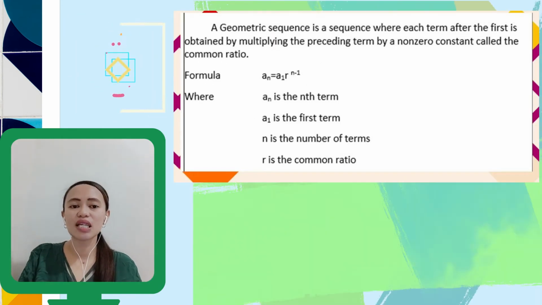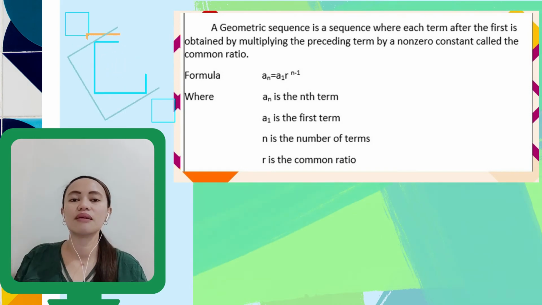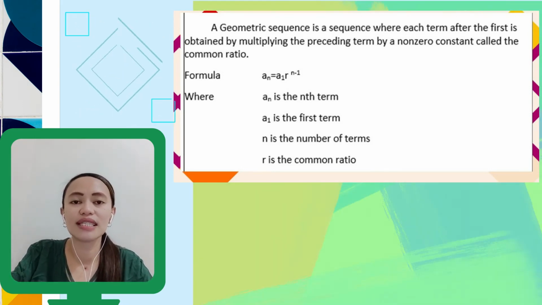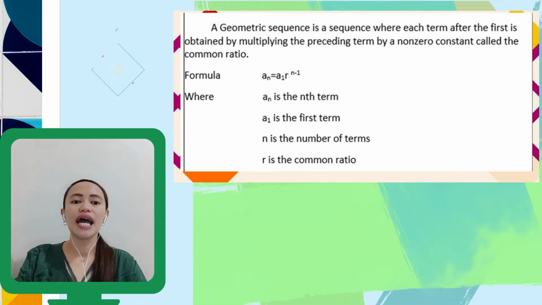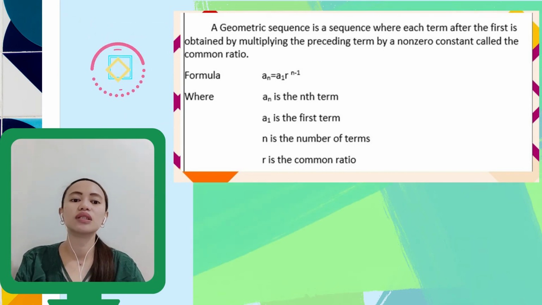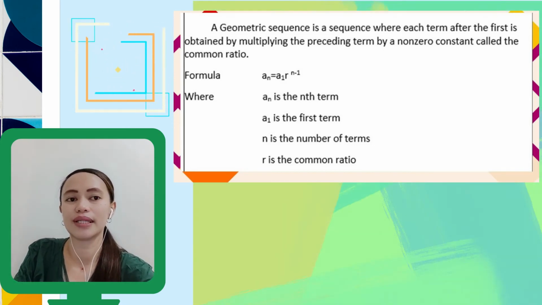While in a geometric sequence, we have a sequence where each term after the first term is obtained by multiplying the preceding term by a non-zero constant, which is the common ratio. And the formula that we're going to use is the nth term is equal to the first term times the common ratio raised to the number of terms minus 1.